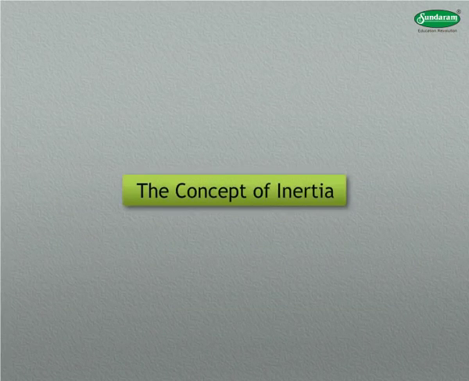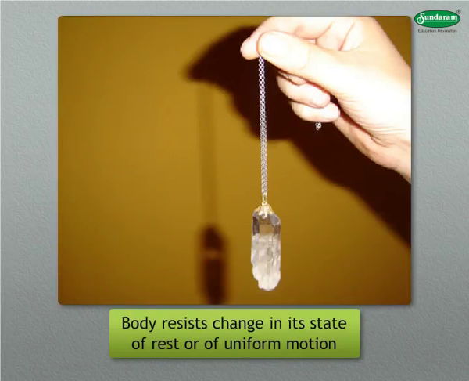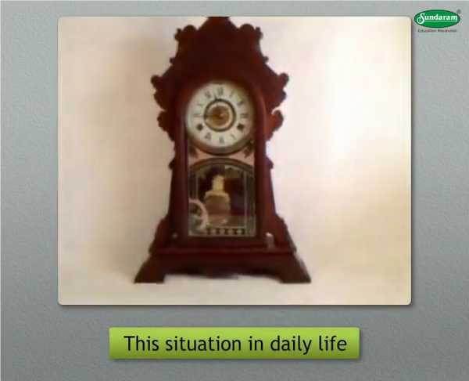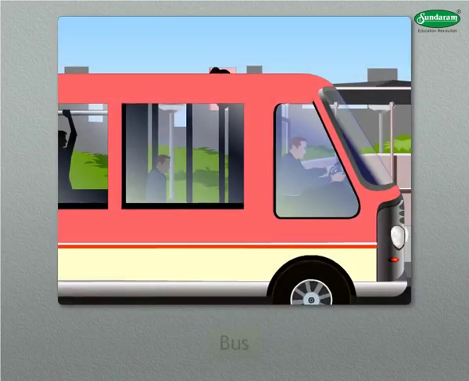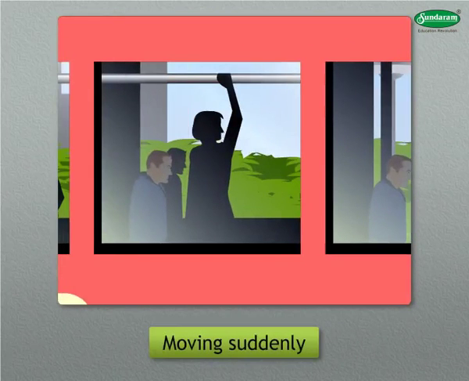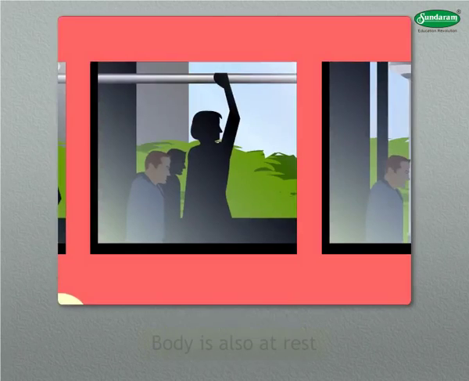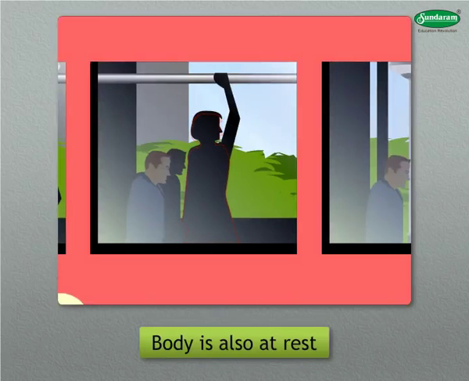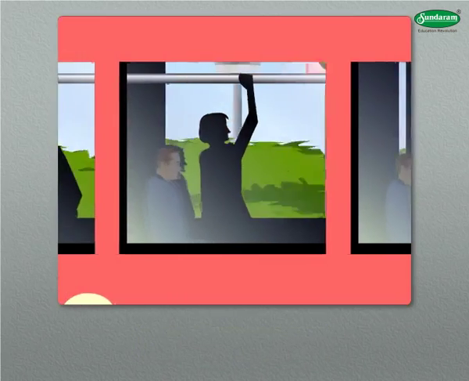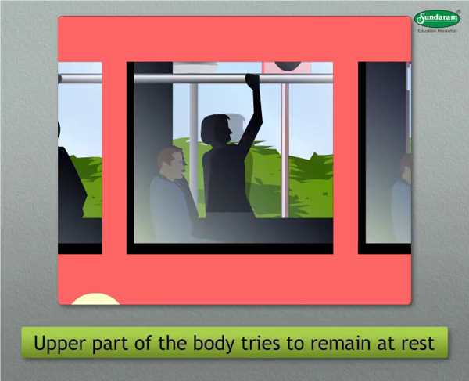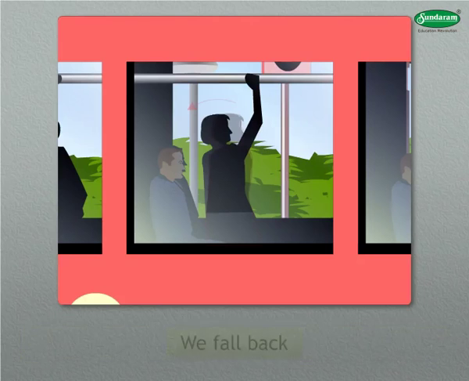The concept of inertia. A body resists change in its state of rest or of uniform motion. You may have experienced this situation in daily life many times. When we travel by a bus and the bus starts moving suddenly from a rest position, we get a jerk. When the bus is at rest, our body is also at rest inside the bus. As the bus is put in motion, the portion of our body which is in contact with the bus acquires velocity. But the upper part of the body tries to remain at rest, so we fall back.